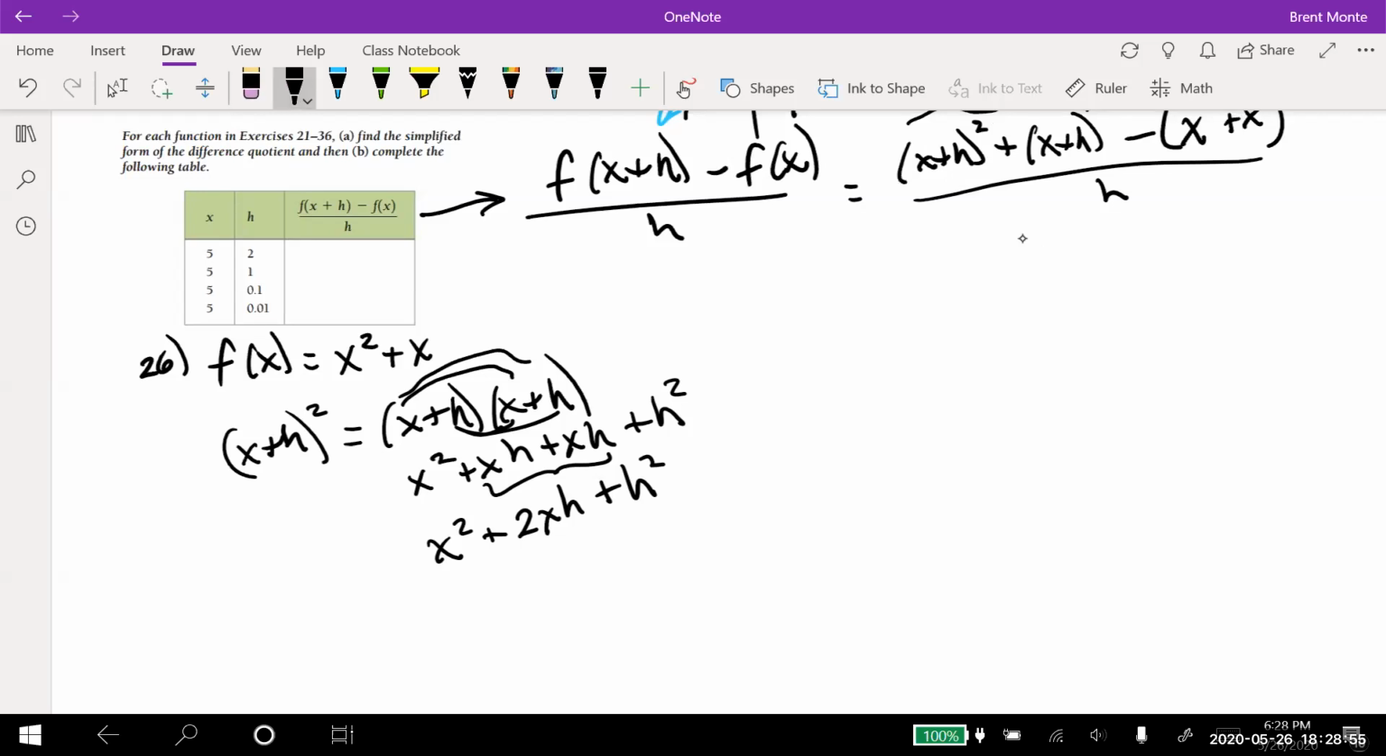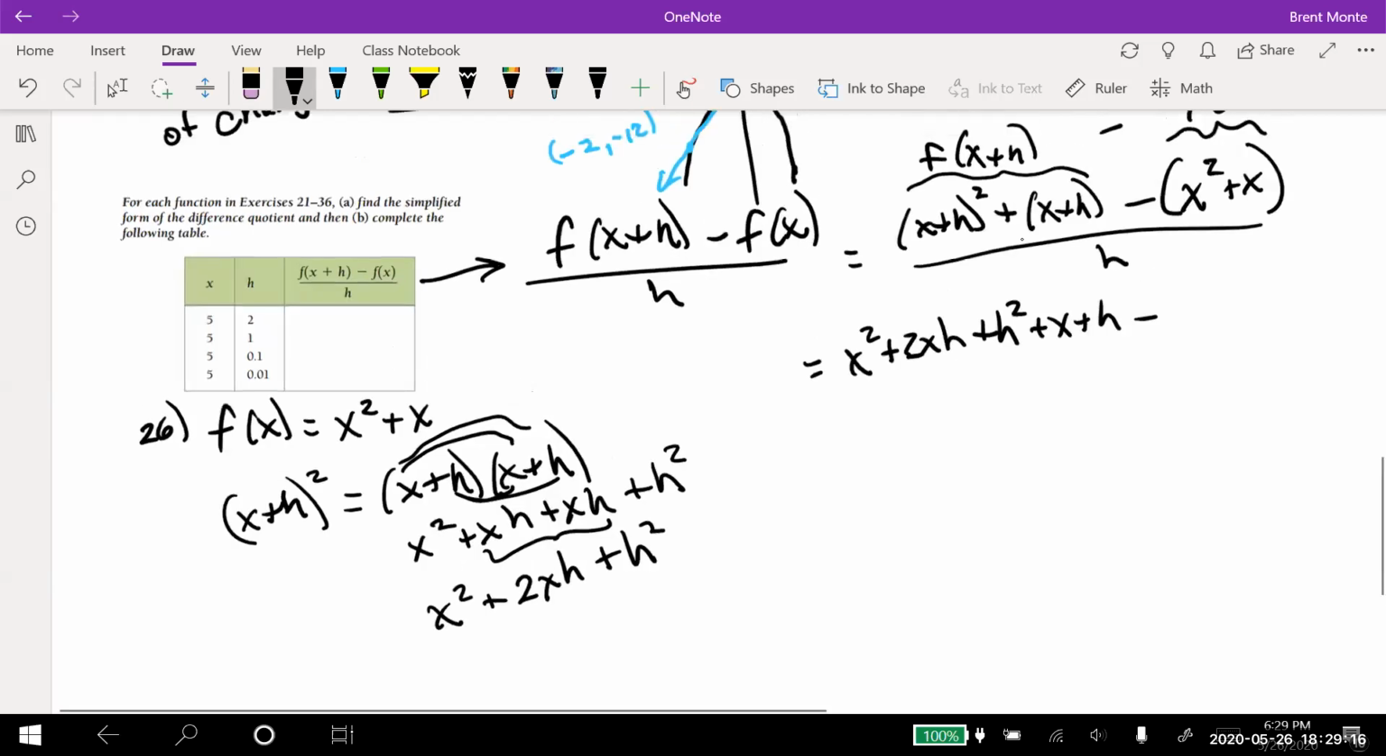Got a little too excited with my eraser. All right, so what I have, that first piece, x squared plus 2xh plus h squared, and then plus x plus h, minus x squared, distribute the negative, minus x, all over h.